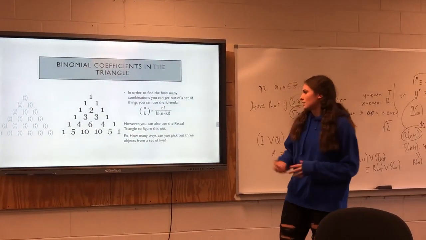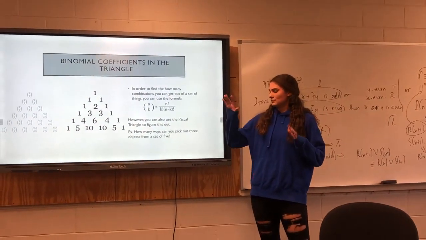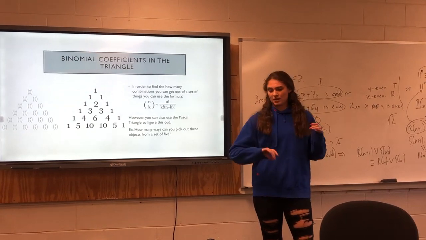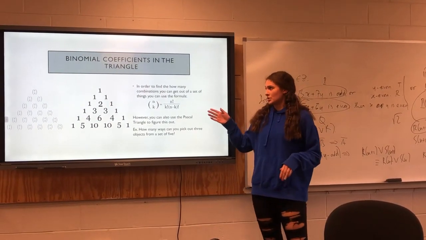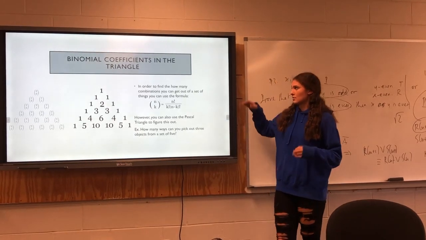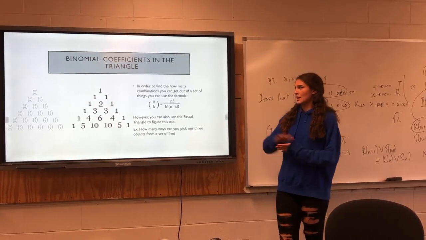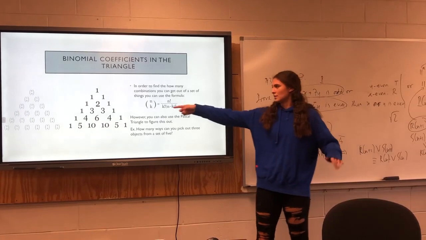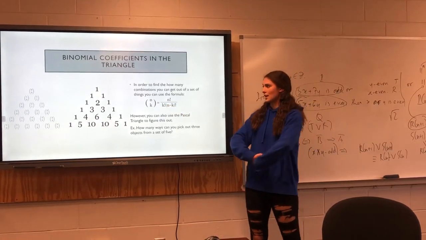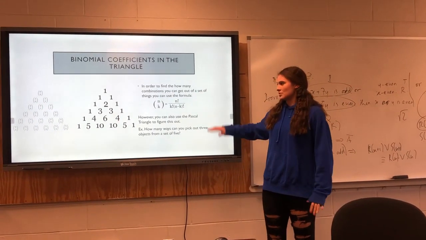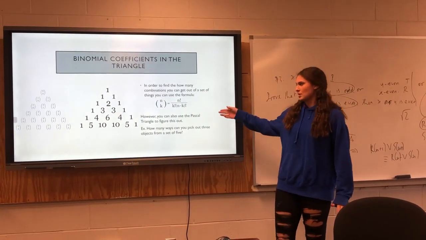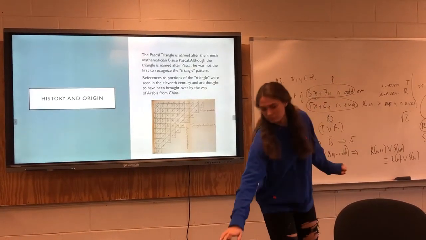There are a lot of themes within the Pascal triangle. The more you look at it, the more you can discover. One of them is the binomial coefficients, which is used a lot in statistics. In order to find how many combinations you can get out of a set of things, you can use the formula n choose k equals n factorial over k factorial times (n minus k) factorial.